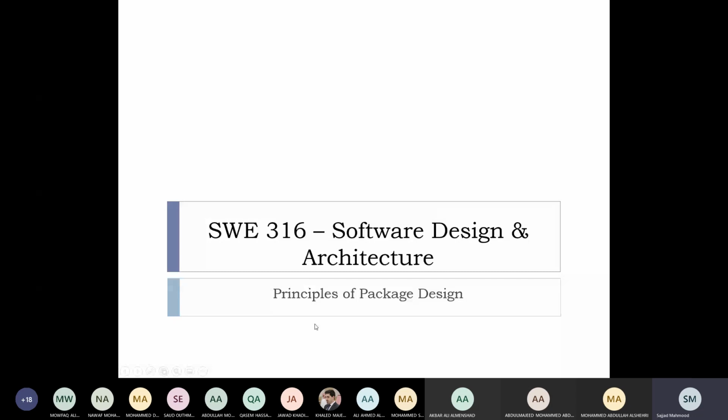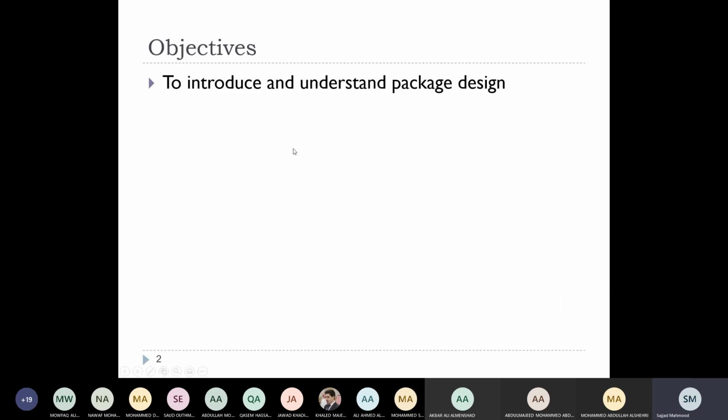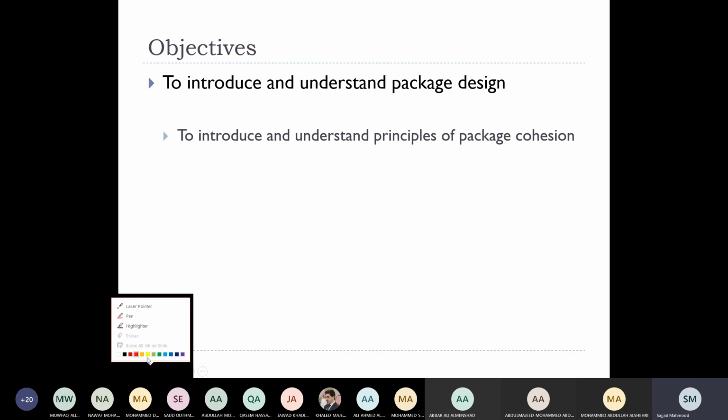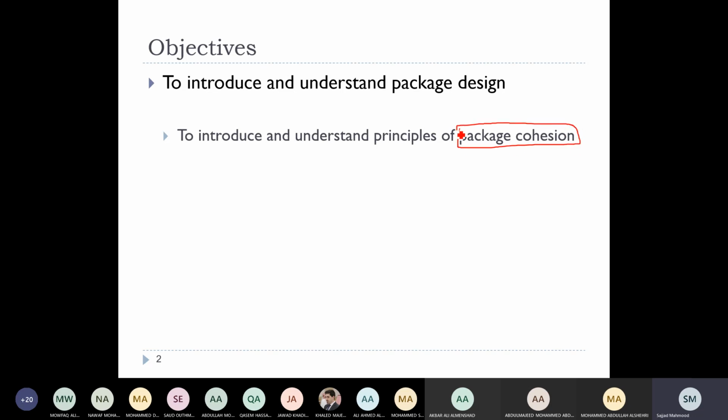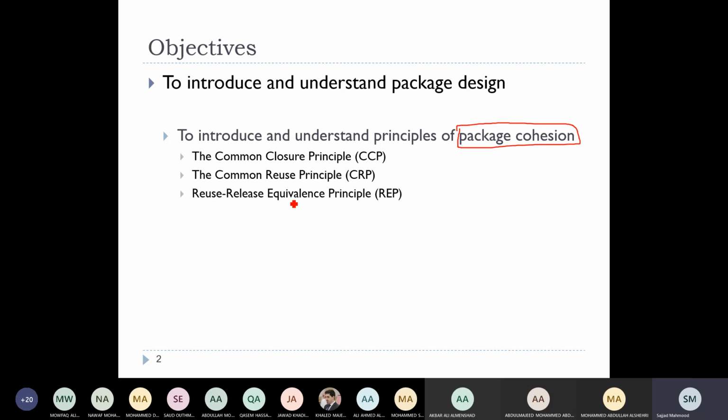So on Sunday, we started talking about packages and how we can design packages. We looked at how we can develop package designs in a better way. And we discussed that we have to focus on the concept of package cohesion, which means that a package should be cohesive in nature. For that, we looked at three principles: the common closure principle, the common reuse principle, and the reuse release equivalence principle.